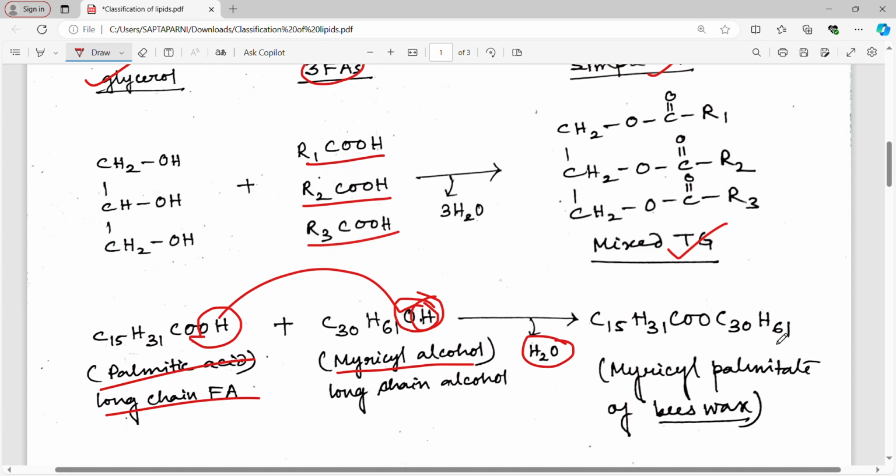Okay, sorry, from here hydrogen, and from here the OH group will be liberated. The thing that will be formed is myricyl palmitate, which is a component of beeswax. So beeswax or wax is the ester of a long chain fatty acid with a long chain monohydric alcohol. Okay, got it? Now these are the types of simple lipid.